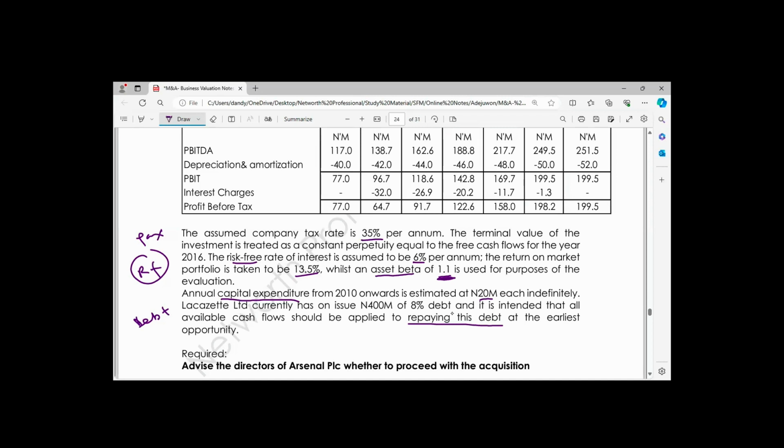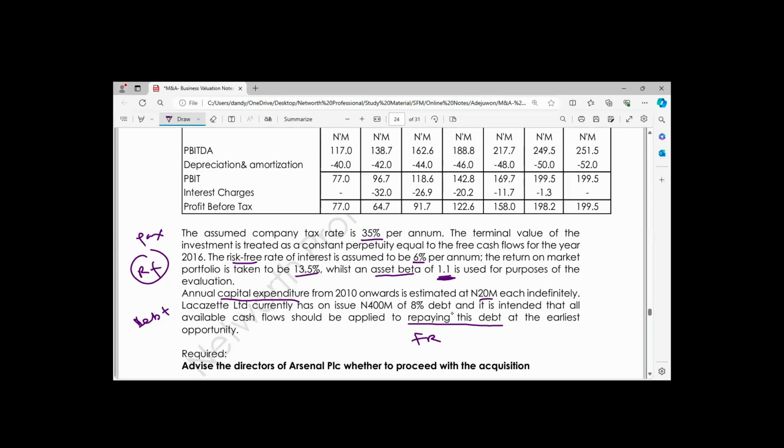But when you look at this question, in the last paragraph, the examiner has told you that Lacassette Limited currently has on issue 400 million naira of 8% debt, and it is intended that all available cash flow should be applied to repay this debt at the earliest opportunity. So Arsenal PLC will pay debt of 400 million naira at 8% interest. Because Arsenal PLC will be paying 400 million naira at the earliest opportunity, financial risk will change.